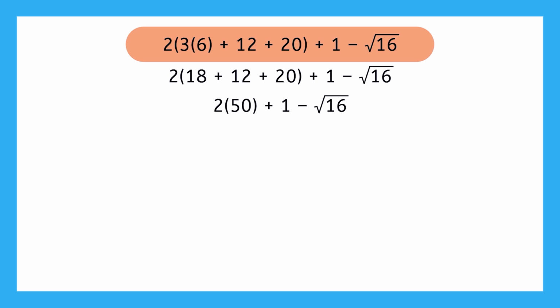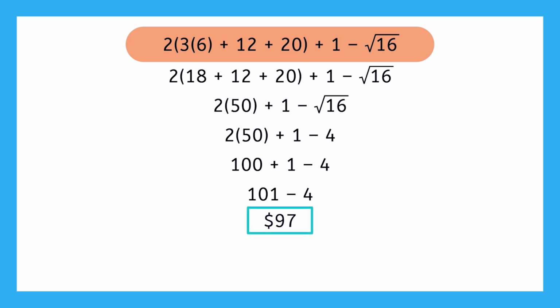Now that the group is taken care of, what's up next? Yeah, the square root of 16. Now we have 2 times 50 plus 1 minus 4. Up next in the order of operations is multiplication. So we'll multiply 2 times 50 to get 100, and then we work our way from left to right, evaluating the subtraction and addition. That gives us a total of $97. Awesome work.